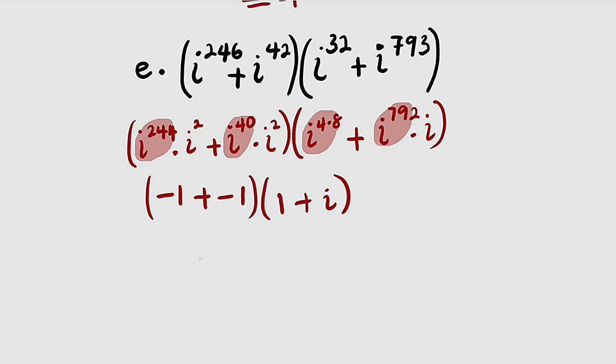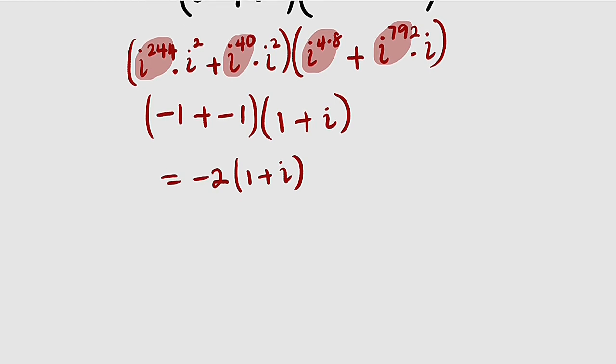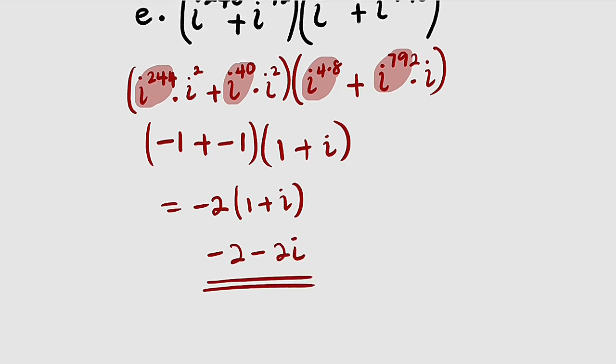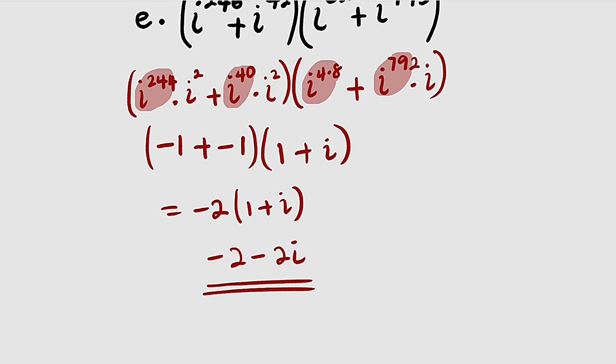-1 and -1 is -2, so we have -2 here, multiplied by 1 plus i. If you expand the bracket, you have -2 times 1 is -2, then minus 2i. So after simplifying the whole of this, we realize a complex number.